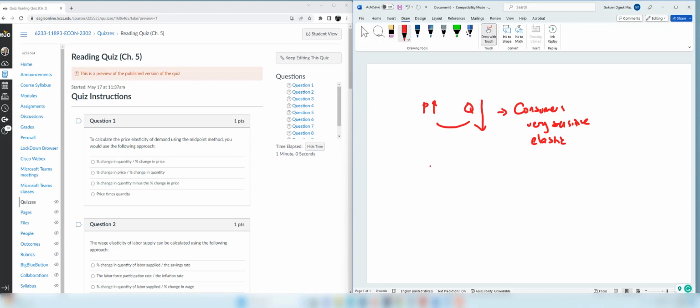Now let's think about the inelastic case. Price increases, quantity demanded does not change that much. Then the consumers are not price sensitive. Therefore, we are talking about an inelastic product. So we have two types of elasticity, inelastic and elastic.